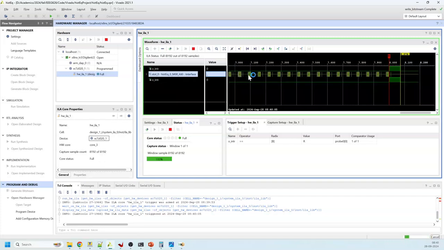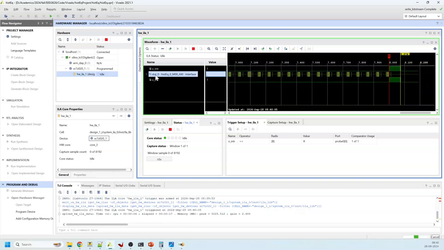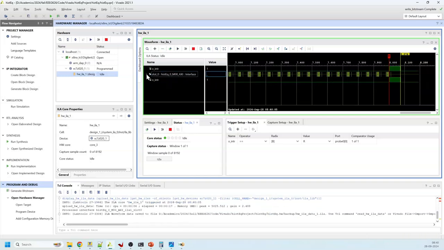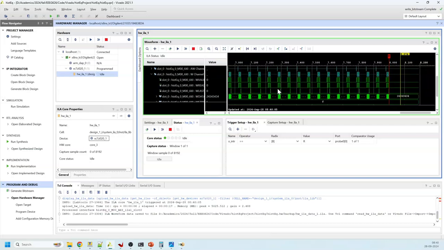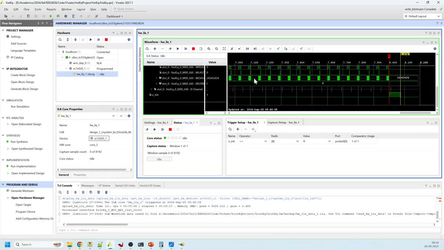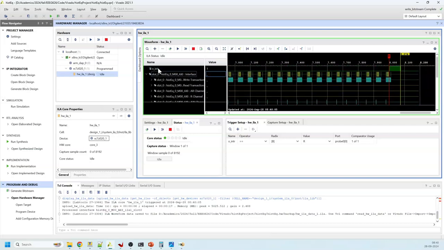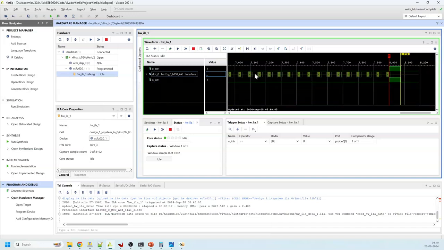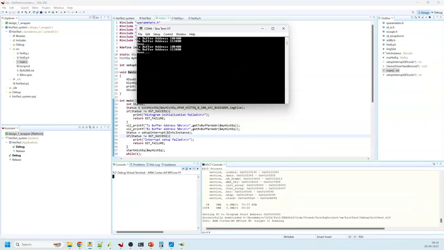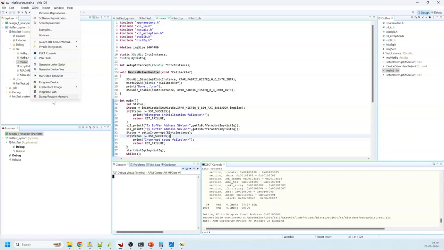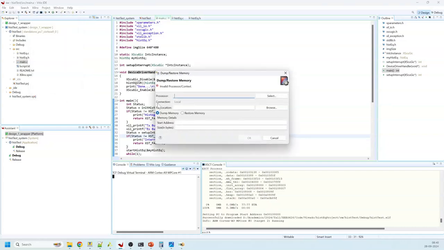And all the boxes that you are seeing here are write operations happening from our IP for storing the processed image in the memory. Okay, that is what is happening here. Now we need to check the output image, whether it is correct or not. For doing that, many methods could be there. One easiest one is to use this dump memory utility in XSCT.